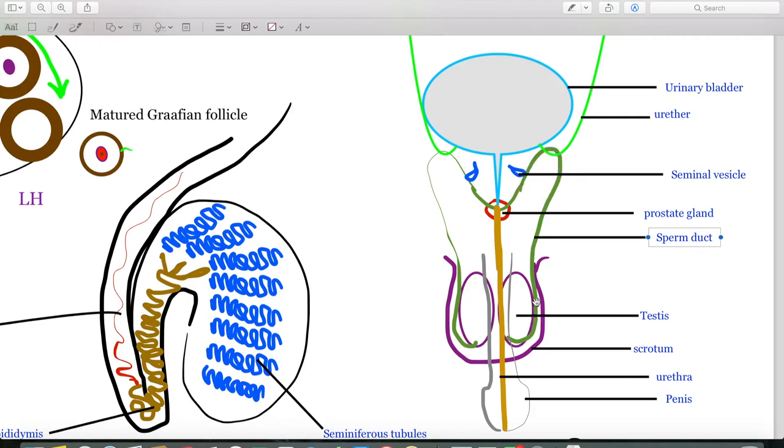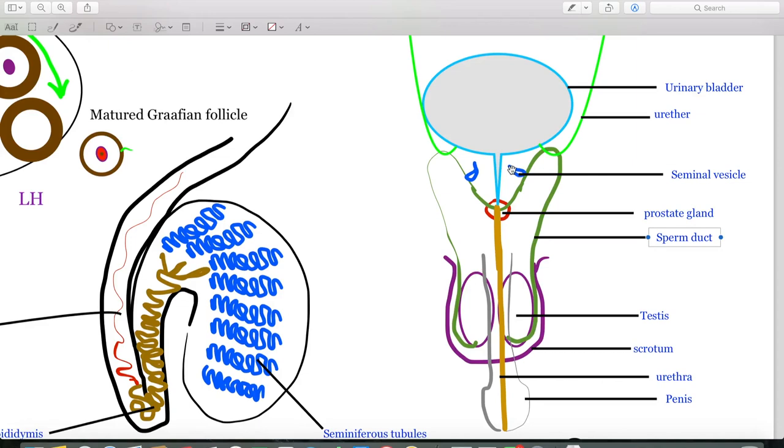And you can see this sperm duct is connected to two important structures. One is the seminal vesicle. You can see a pair of blue color things that are attached to the sperm duct. And the seminal vesicle is secreting nutrients for the sperm cells.